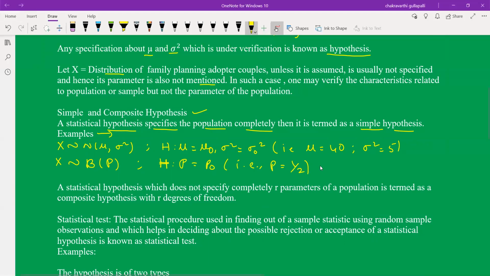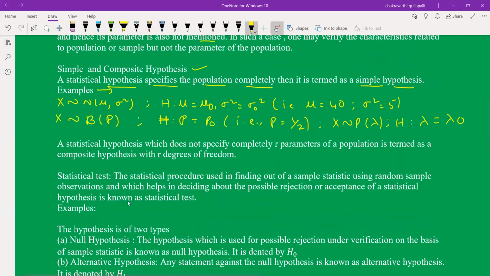One more example. X follows Poisson lambda. Here lambda is the parameter of the Poisson population. In this case, the hypothesis is defined as lambda is equal to lambda naught. This is called a simple hypothesis. These are the examples of the simple hypothesis. So it's a direct question from the point of view of regional-wide and national-wide entrance examinations.